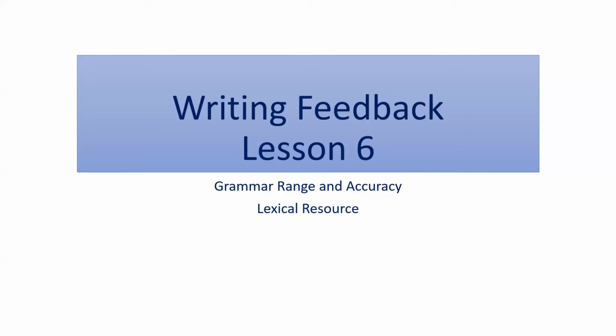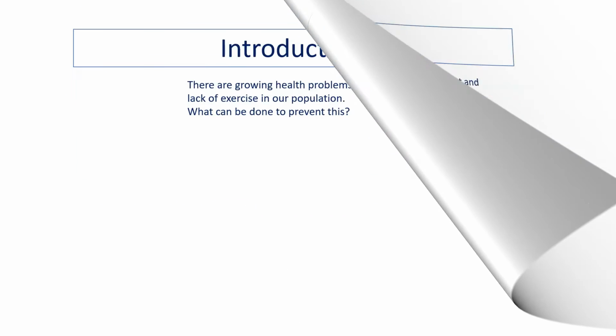Today we're looking at the feedback on grammar, range, and accuracy, and also lexical resource. As with the other feedback, we'll be looking at two different students' essays. One was a lower band score level and one was a higher band score level. And the objective of this video is to help you to understand why the advanced student got a better band score and why the lower one didn't, so you can not make the same mistakes of the lower band score.